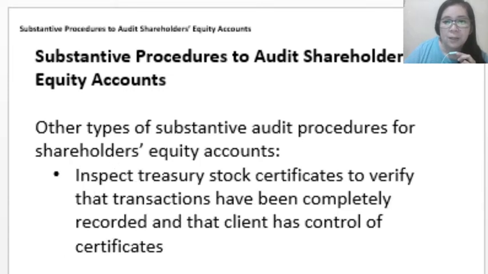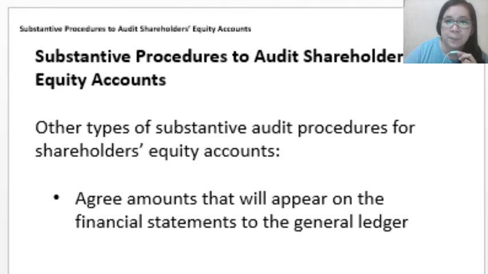Another is the auditor can also inspect the treasury stock certificates. This is done to verify that the transactions have been completely recorded and the client has control of such certificate, because this is treasury share, meaning stock which are issued and outstanding and are repurchased and held by the entity. Since they repurchased it, it should be held by the entity and not by the other parties.